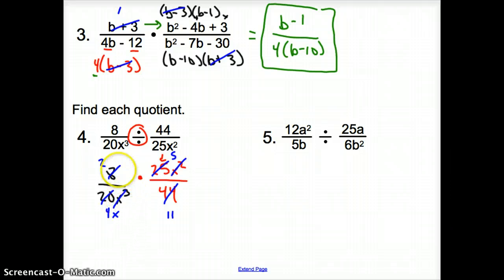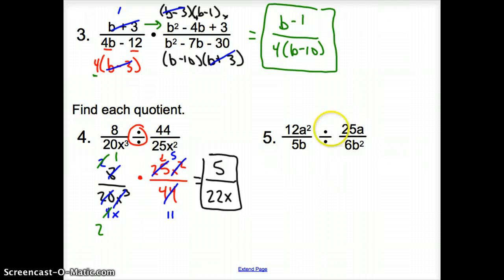Now, can we keep going? Look at this 2 and this 4. Now we have top and bottom. What can I cancel out that 2 and that 4 with? Well, how about a 2? So I'm going to be left with a 1 and a 2 down here. So let's multiply everything we have left. We have a 1 times a 5, which is just 5 on top, over a 2 and an x and an 11. So we are multiplying all these things together to give us 22x on the bottom for our answer.